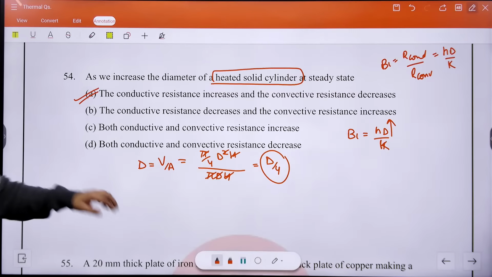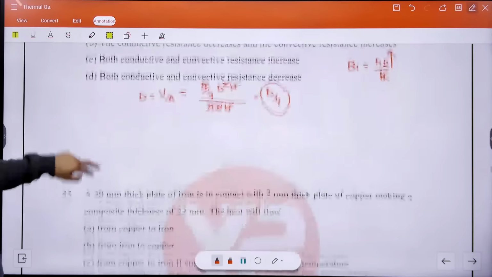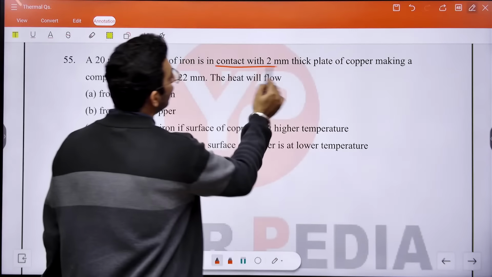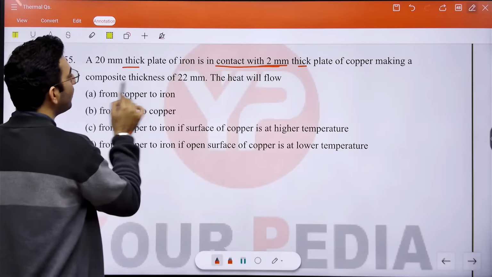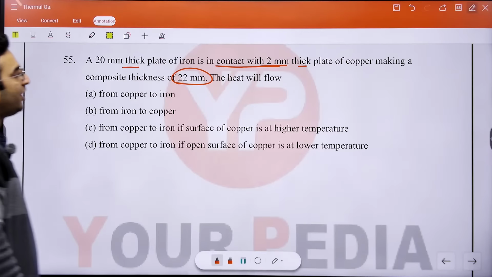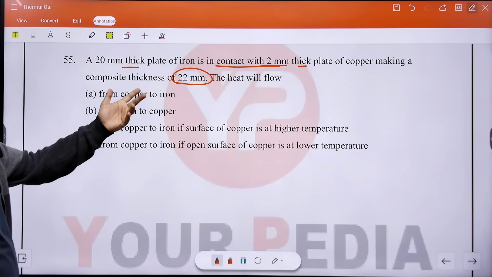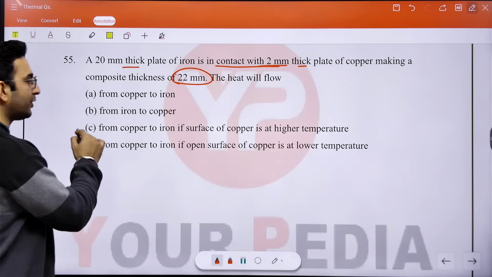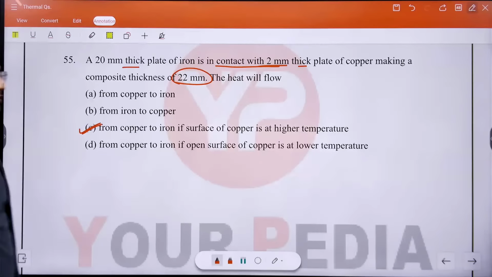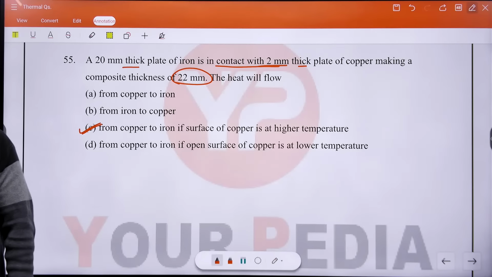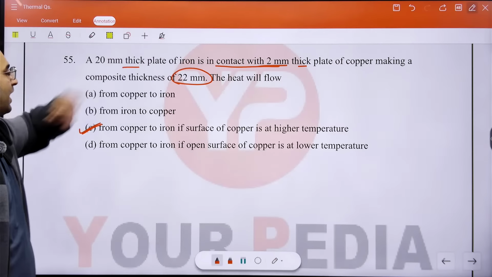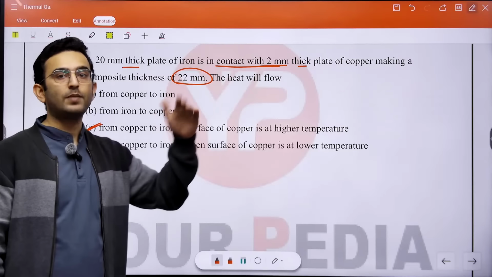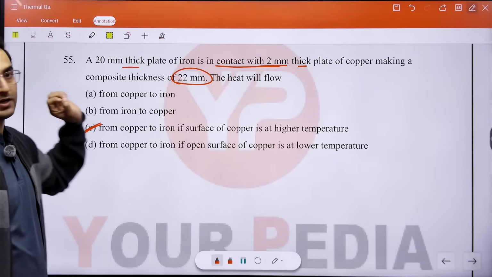Next question. A 20 millimeter thick plate of iron is in contact with a 2 millimeter thick plate of copper, making a composite thickness of 22 millimeter. Does the heat flow from copper to iron? Not required, it depends upon the temperature difference. First, the heat is going to be transferred from high temperature to low temperature only. So option C will be the correct answer.